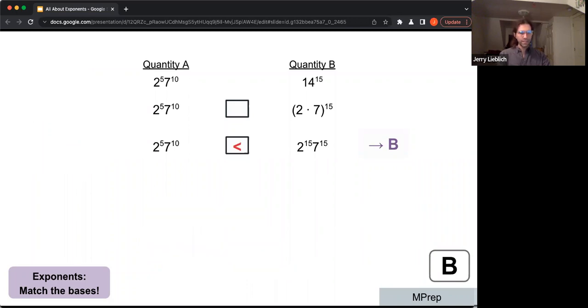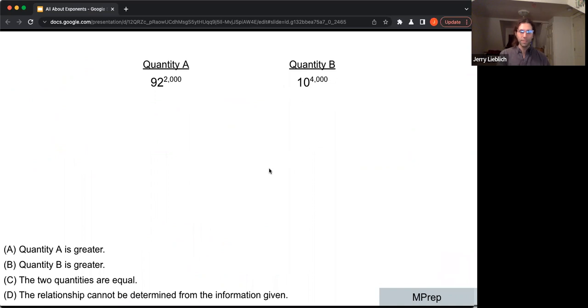All right, let's try another problem similar to this one, but a little bit trickier. So see if you can get the two sides to talk to each other. Match up the numbers so that we can make a comparison. Send me your answer when you have it.